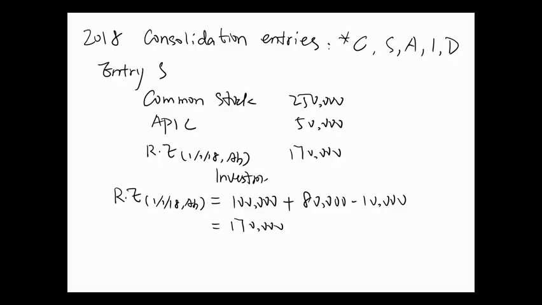And then we need to credit the investment account. The investment in Epsilon credit amount will be the total of the debit balances, that is 470,000. Okay, so that's entry S.